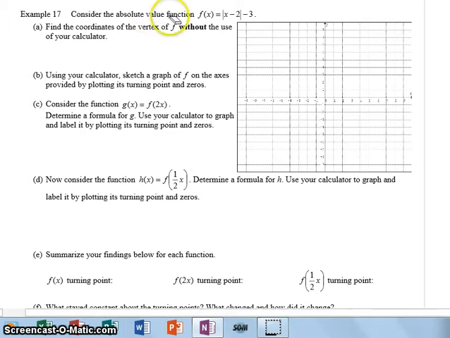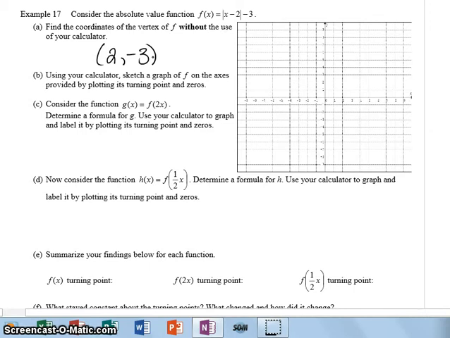Okay, find the coordinates of the vertex of F without the use of your calculator. So again, it's opposite sign, which would be +2, -3. Okay, using your calculator, sketch a graph of F on the axis, plotting its turning points and zeros. Those are always the key features there.